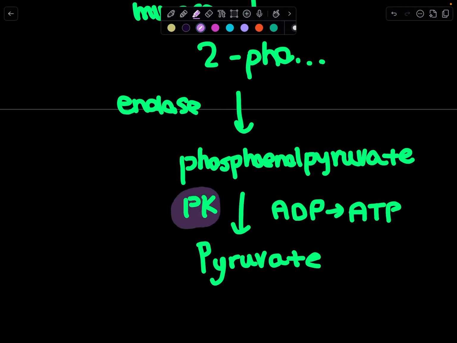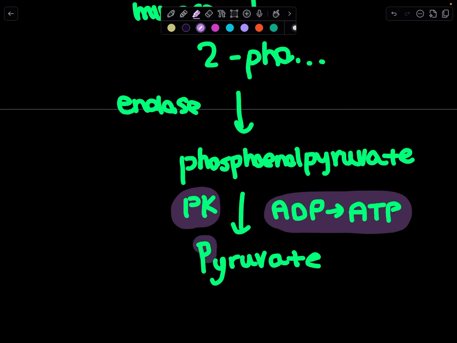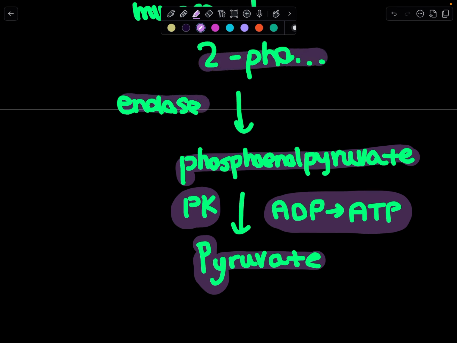It's tailored to this substrate. Phosphoglycerate kinase, PGK, is next, converting 1,3-BPG to 3-phosphoglycerate. PGK's structure is designed to bind the high-energy 1,3-BPG and ADP, transferring the phosphate group to make ATP.